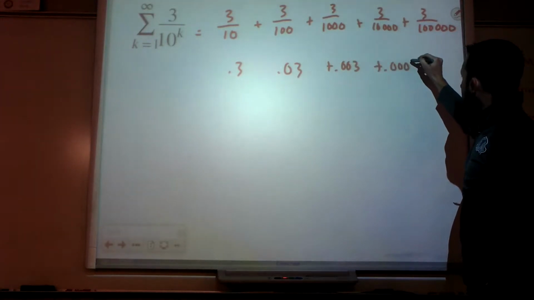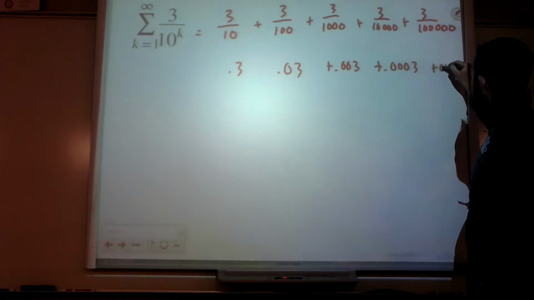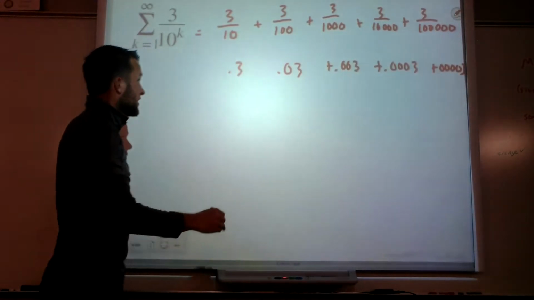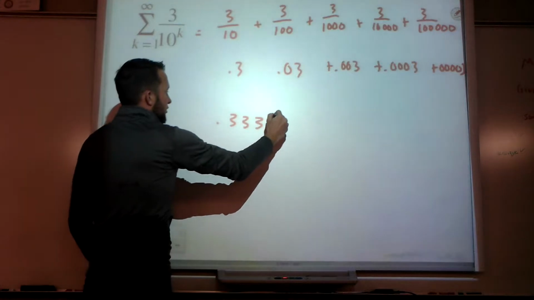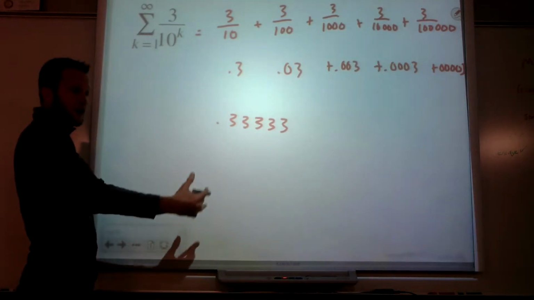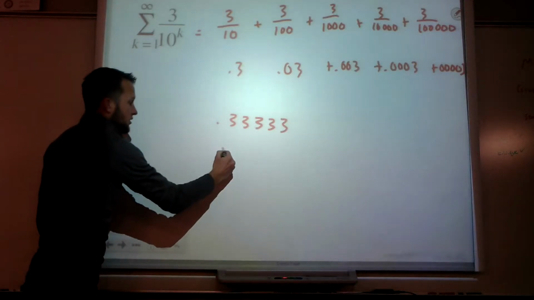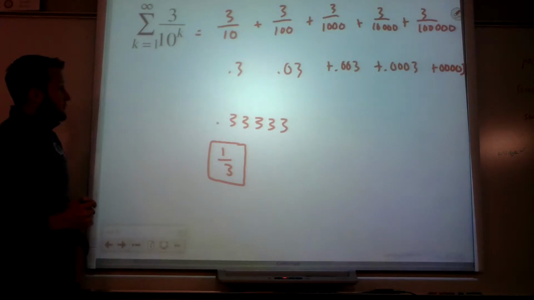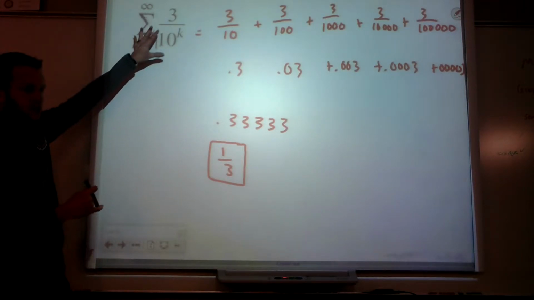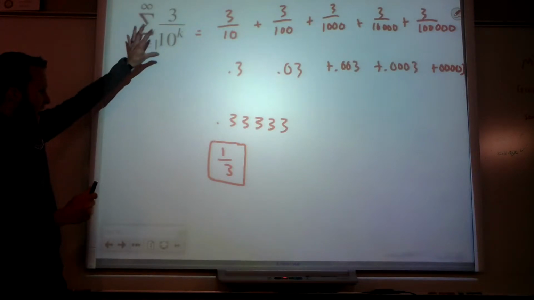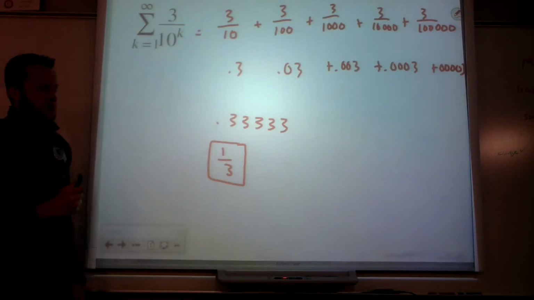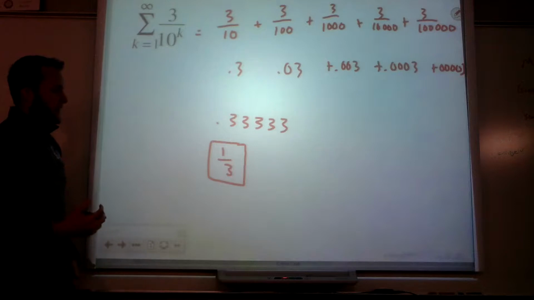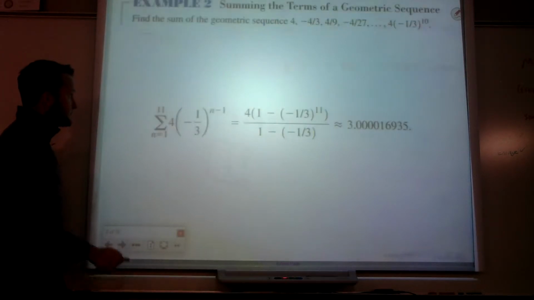And hopefully you're seeing a pattern here. This is 0.003 and then 0.00003. And if I add those together, what I'm going to get is 0.33333, and then that's going to keep going forever, which, what is that? That is 1/3. So what we've just done here is I have this infinite sequence, and I was able to add it up, even though it's infinite, to represent it by a finite number. Isn't that pretty cool?